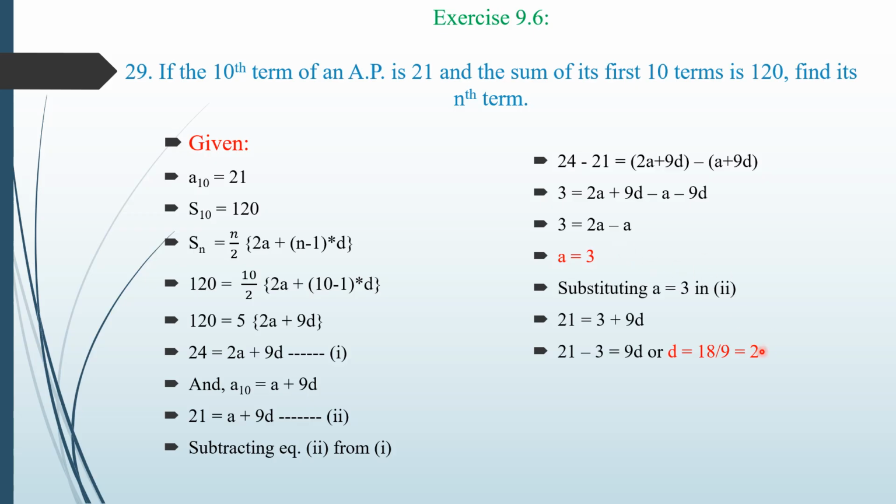Substituting these two in nth term formula, that is an equal to a plus n minus 1 into d, I can arrive at the nth term of this AP. Therefore, an equal to a plus n minus 1 into d. In place of a, I am substituting 3. In place of d, I am substituting 2.